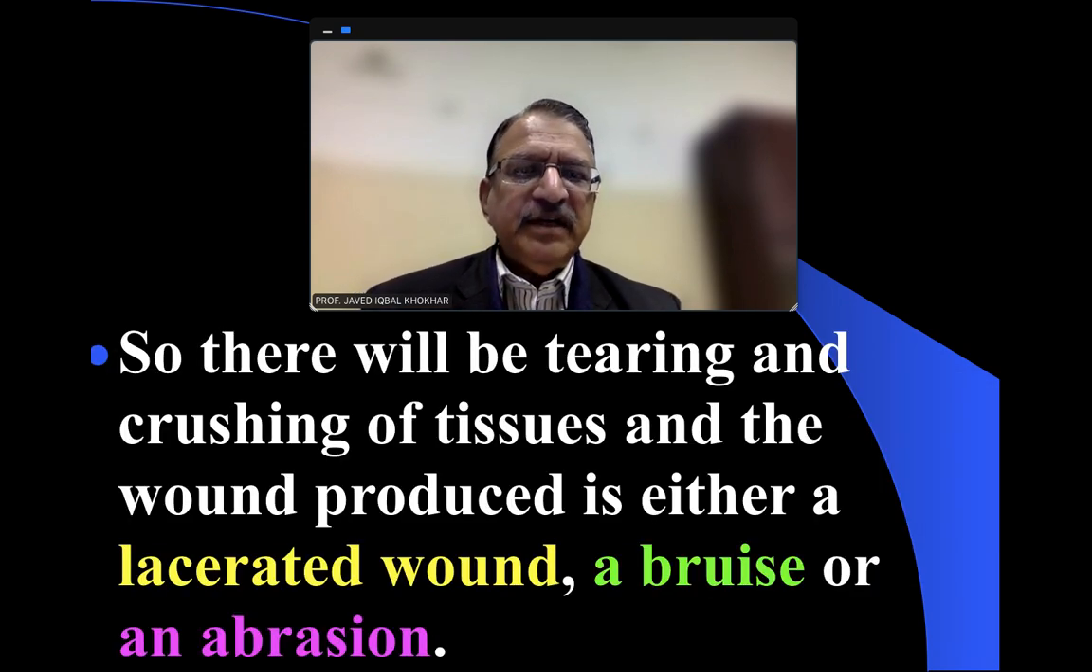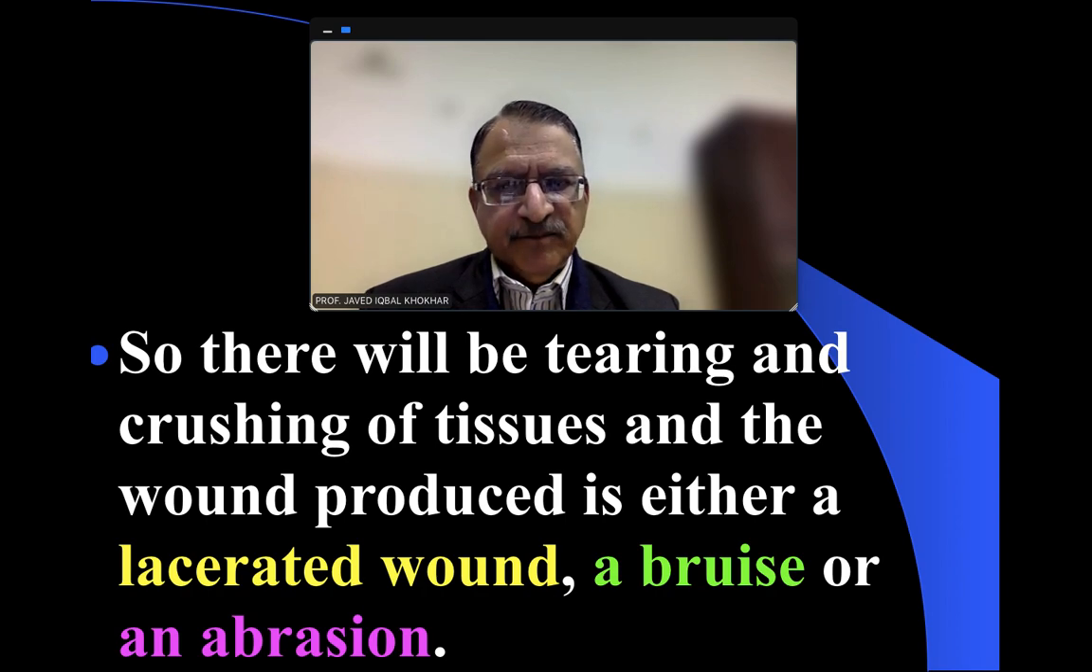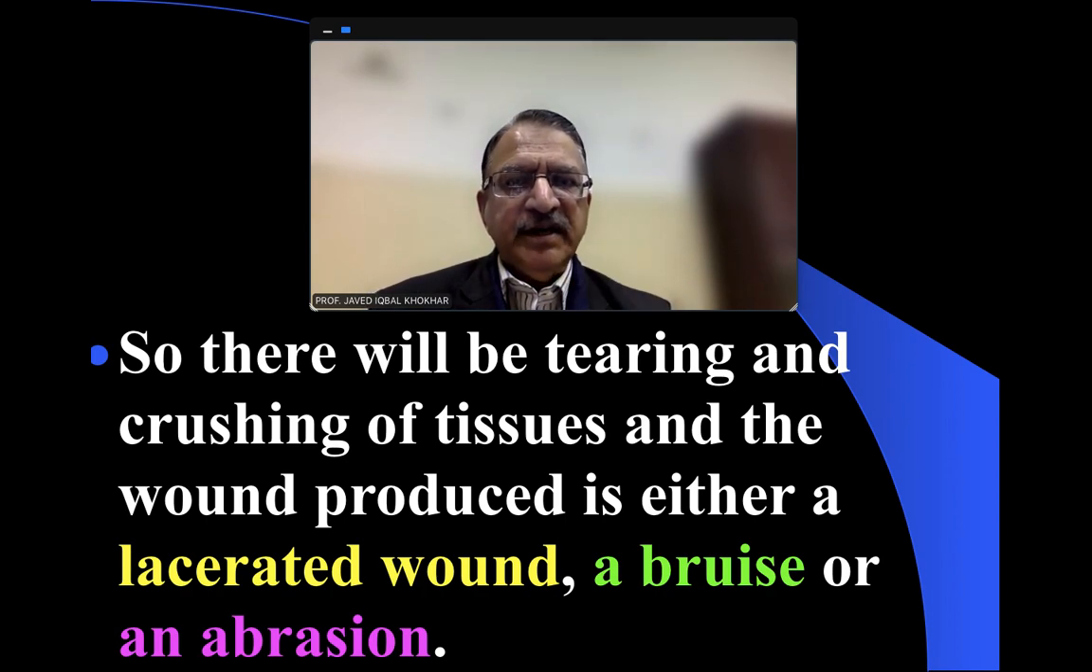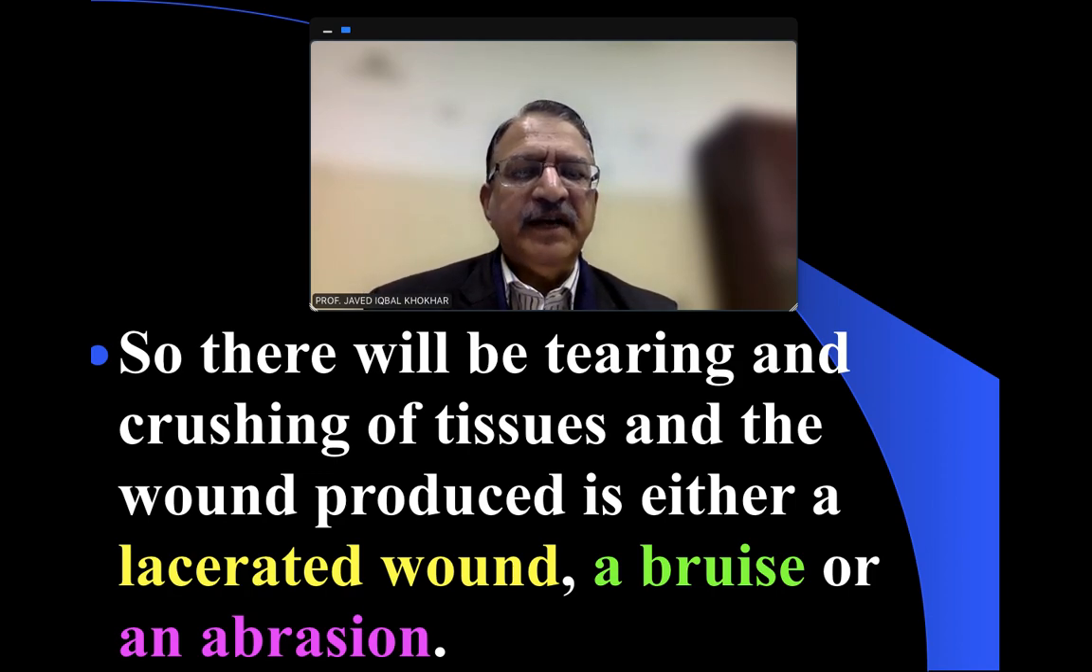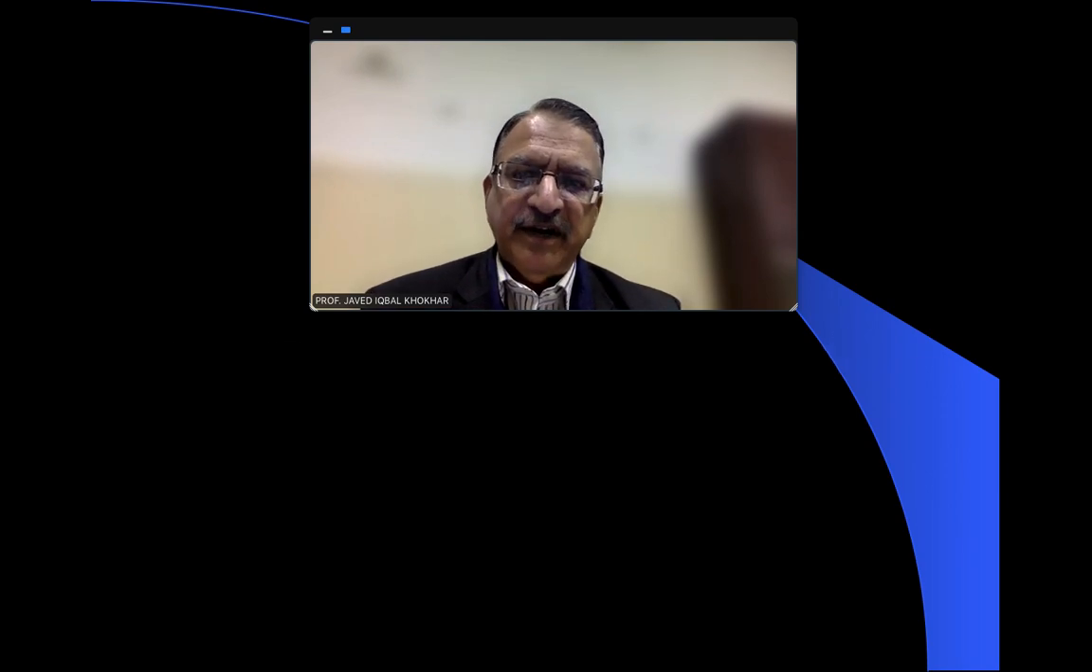So there will be tearing and crushing. When the blunt weapon is being used, the broader surface is dissipating the energy. The amount of energy dissipated per unit will be less, but there will be tearing and crushing of the tissues. And the wound produced will be either a lacerated wound, or a bruise, or an abrasion.